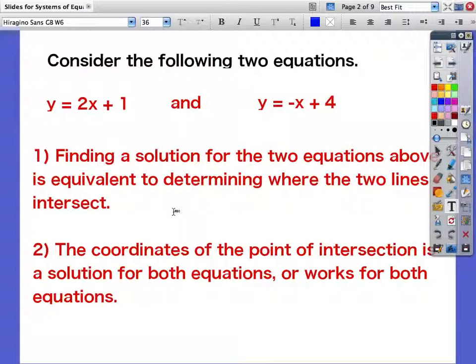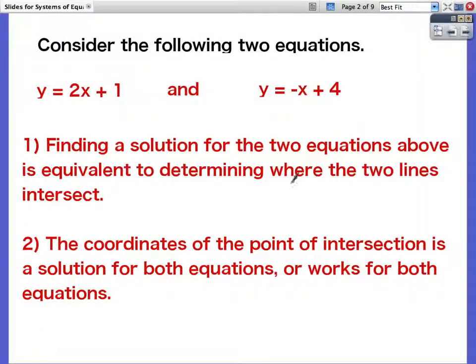And a solution of that system is where, in this case, these lines intersect each other. So where y equals 2x plus 1, that line, and where this line over here, y equals negative x plus 4, where those two lines cross is a solution. That's basically this first point here. If you're finding a solution, that's equivalent to determining where those lines intersect. And the coordinates of that point down here in point 2 is the solution for both equations.